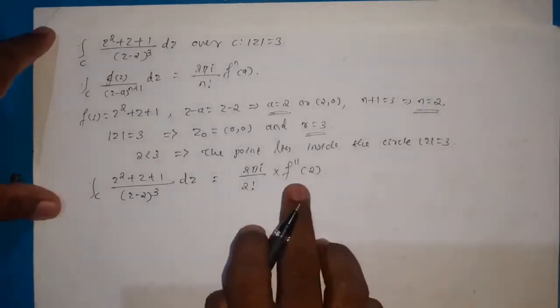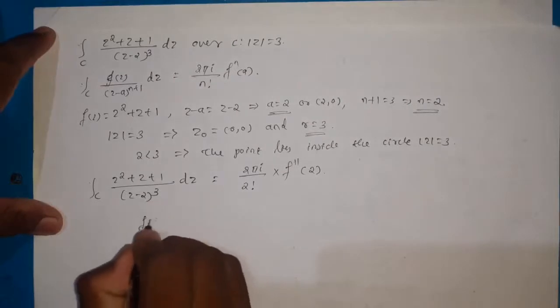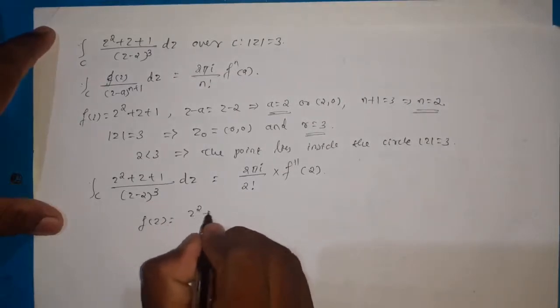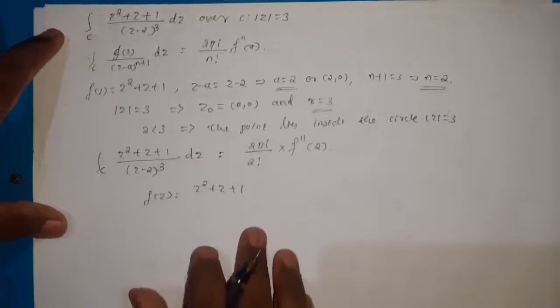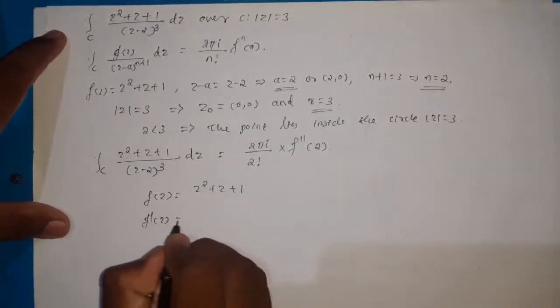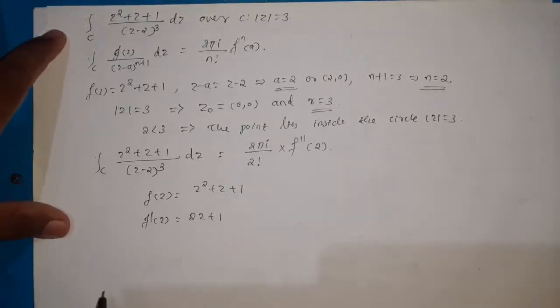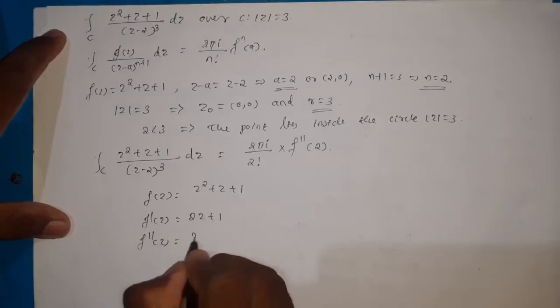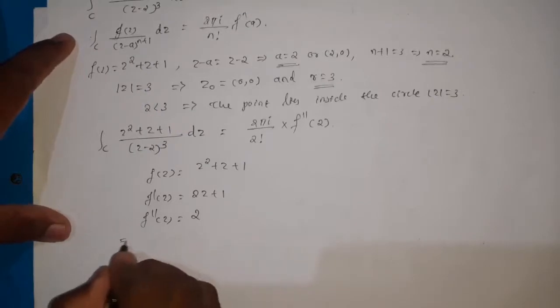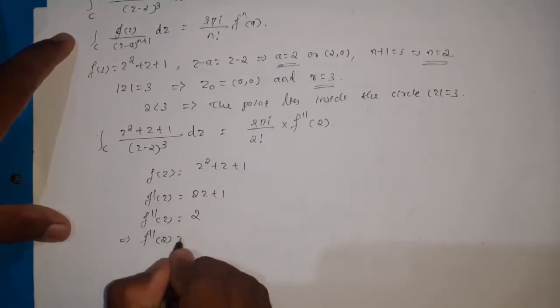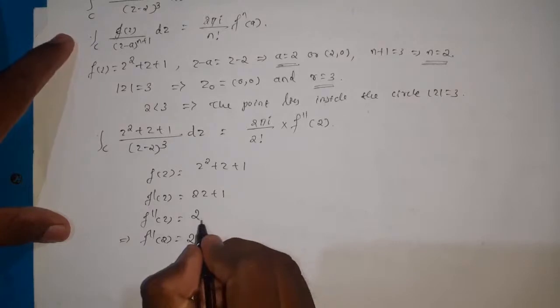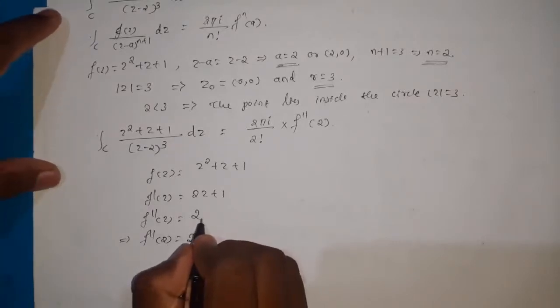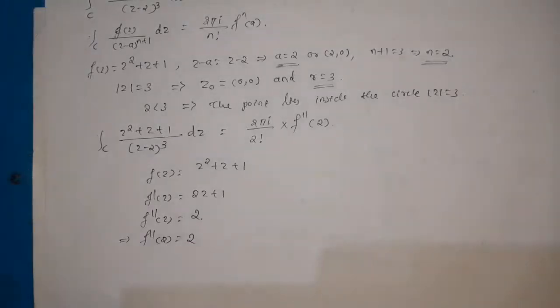Then we need to find this one. Now f of z equals z square plus z plus 1, then f dash of z is equal to 2z plus 1, and f double dash of z equals 2. Then it implies that f double dash of 2 equals 2 only, because it is a constant function which is independent of z. So we can directly consider that as 2, since it is a constant function.